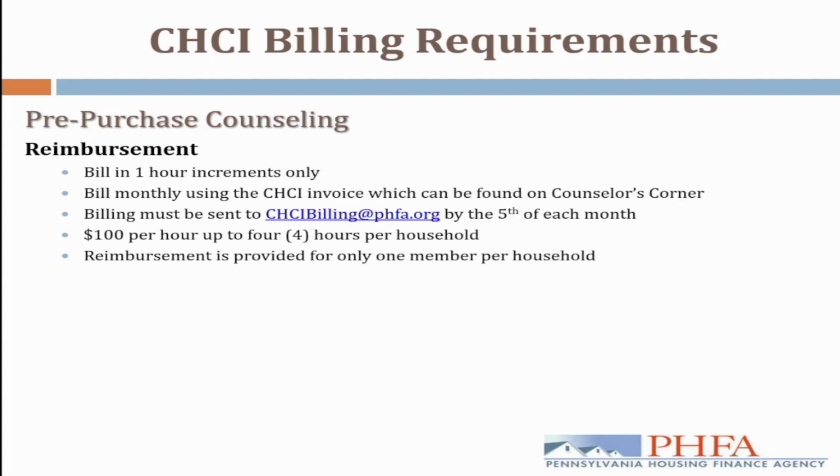Here, your reimbursement is going to be in 1-hour increments only. You're going to bill monthly using our CHCI invoice, which you can find on Counselor's Corner. As standard, you're going to send securely to our CHCI billing address. Billing is due the 5th of each month. And here you have $100 per hour up to a max of 4 hours that can be reimbursed per household. Here, reimbursement is provided for only one member per household, so you want to keep that in mind as well.